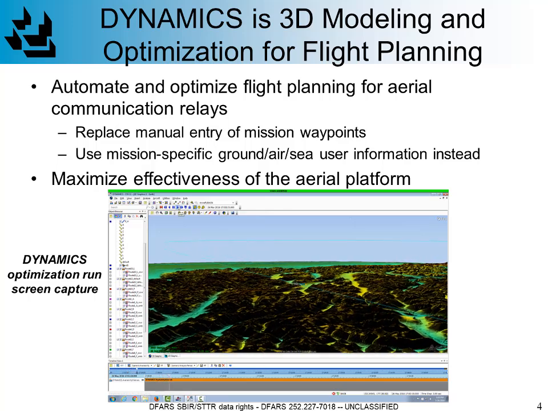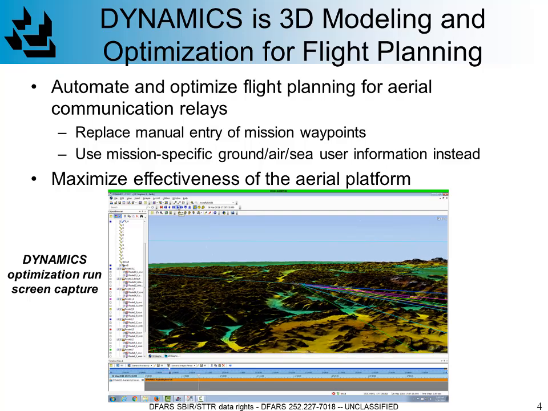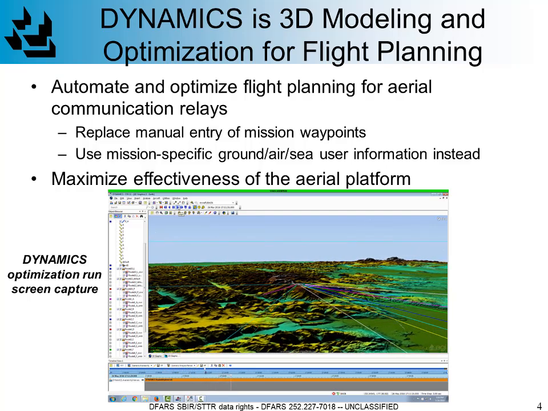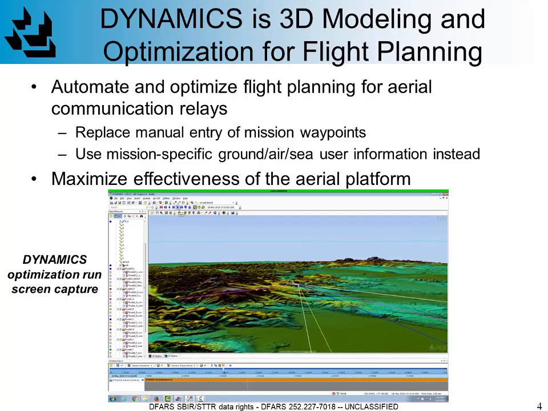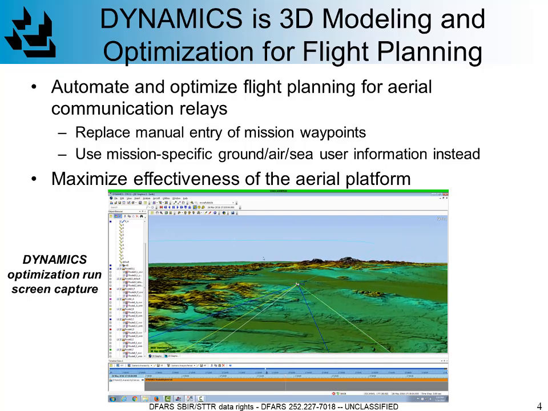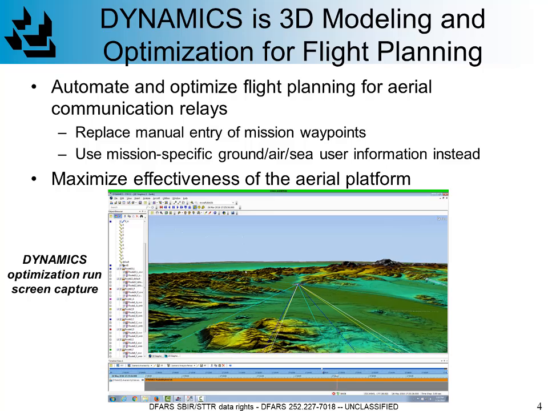This is Dynamics in operation. Dynamics uses a 3D model of the aerial relay platform providing that internet in the sky and all the users who will be served by it on the ground, sea, and air. The model incorporates the capabilities of the plane, the radios, user locations, terrain, and things like how the bank angle of the plane might shade antennas.